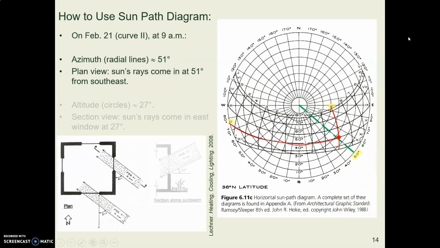Now what do we do with these? Let's say you're trying to figure out where to put the windows and the overhangs in your house. First, let's look at the azimuth.